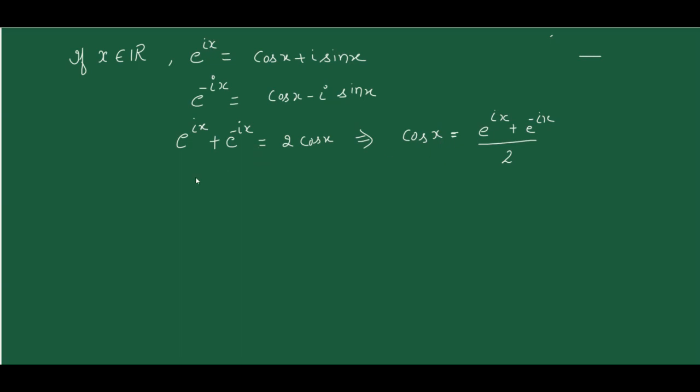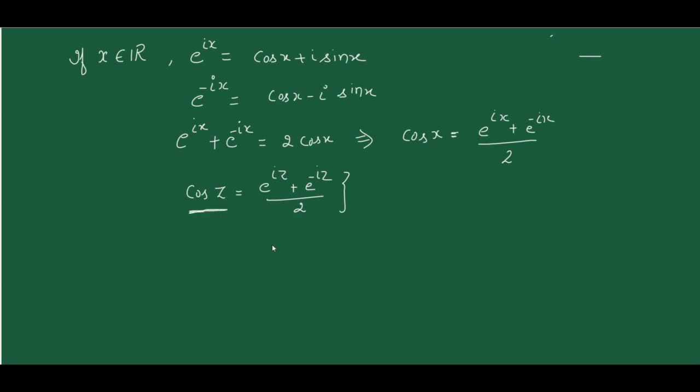Now we will extend this definition to cos of a complex number z as e raised to power iota z plus e raised to power minus iota z divided by 2. If you expand this right hand side, whatever you get is represented as cos z.